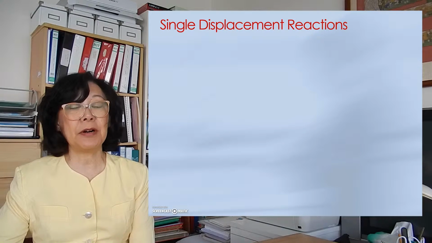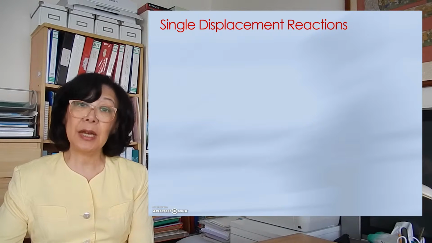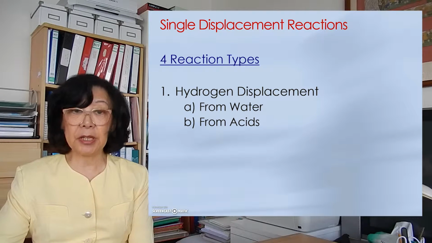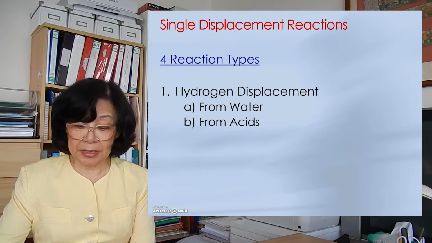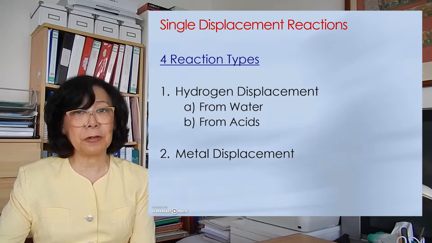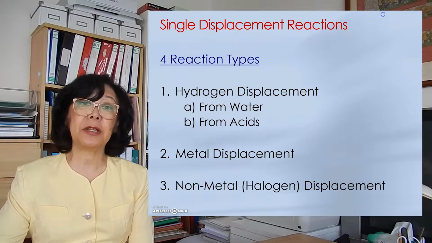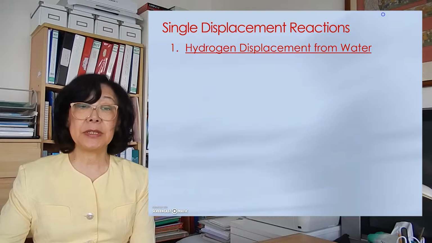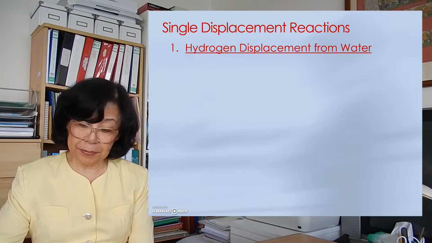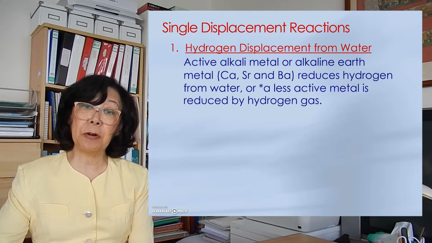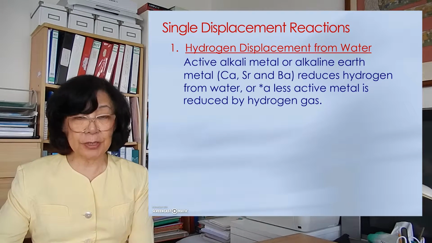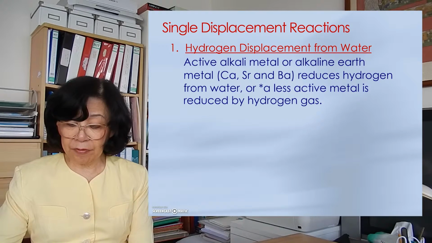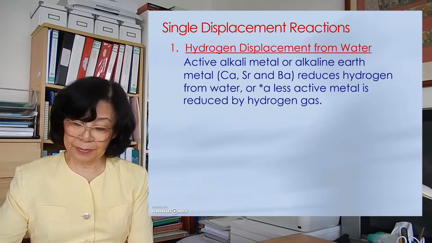Today we're going to dwell on the single displacement reactions, and there are 4 types. 1, the hydrogen displacement either from water or from acid. And then the metal displacement, and then the nonmetal halogen displacement. So we start off with hydrogen displacement from water. An active alkali metal or alkaline earth metal reduces hydrogen from water. Or, I placed it with an asterisk, a less active metal is reduced by hydrogen gas.